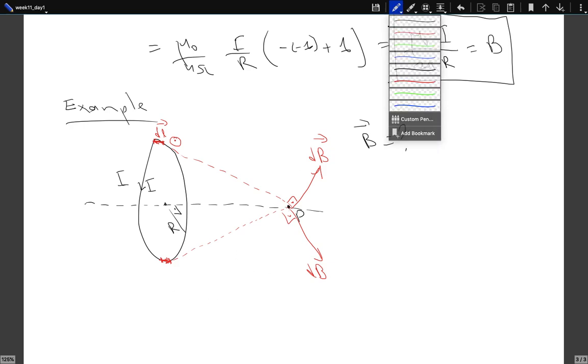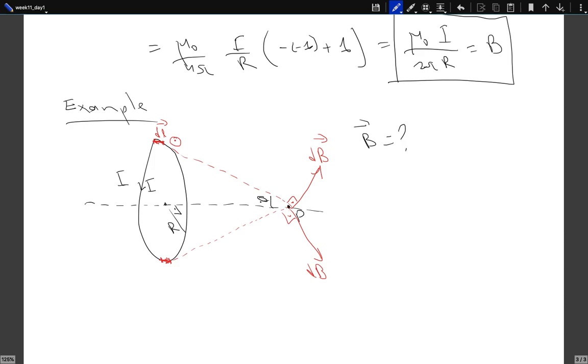Now this angle over here, let's call that angle theta. What is this angle? Also theta. What about this angle? Pi over 2 minus theta. So is this angle. Pi over 2 minus theta. So you see, these two vectors make the same angle with the horizontal line.